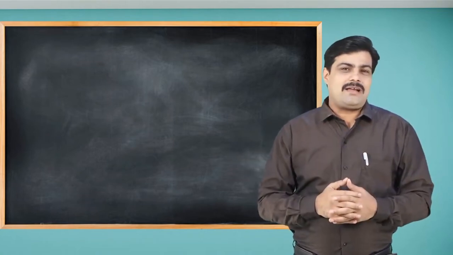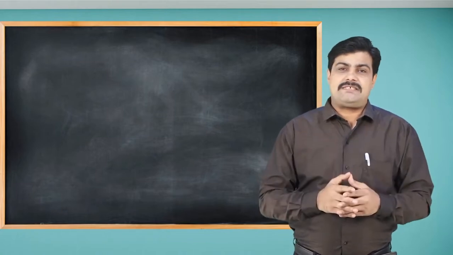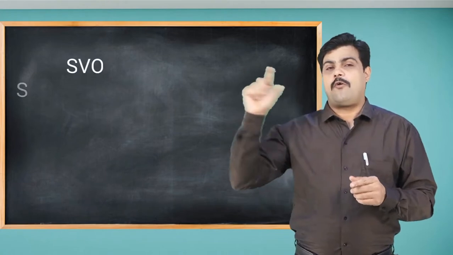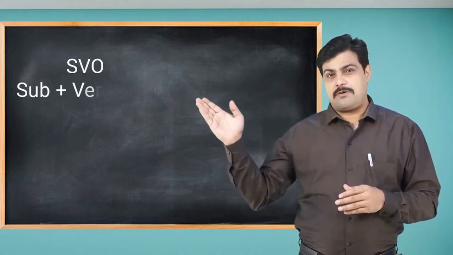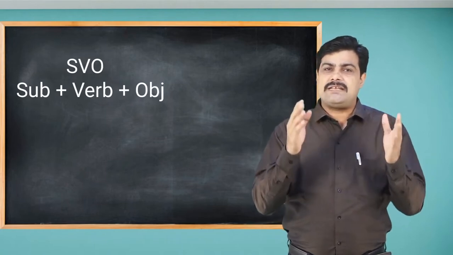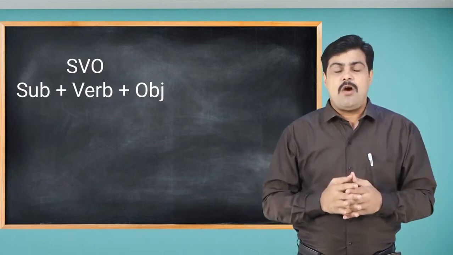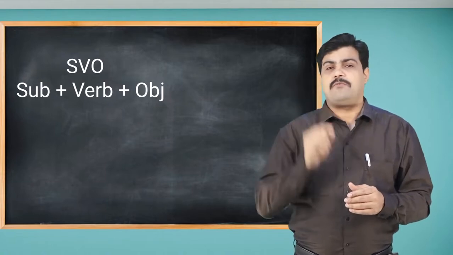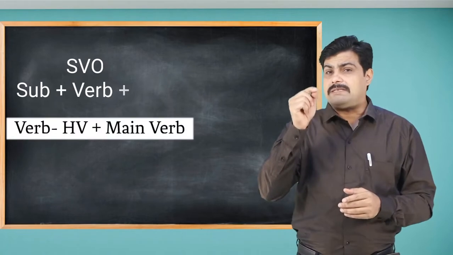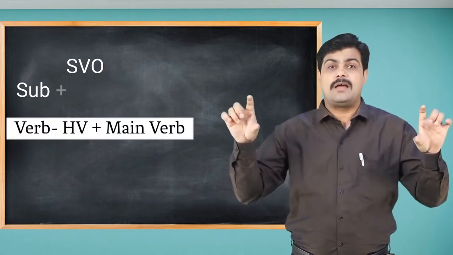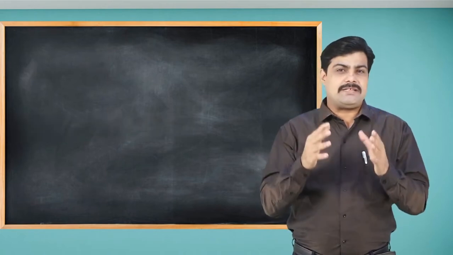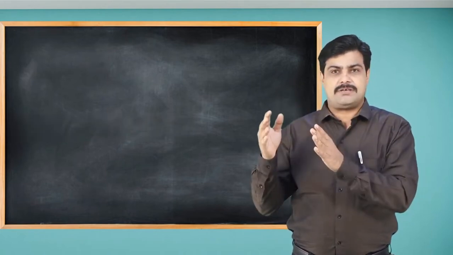Well, in English, affirmative sentence has a structure, that is SVO, means subject, verb, object. And to speak and write the sentences in different tenses, we need to change the main verb along with the helping verb. Here verb stands for helping verb and main verb. Now let's take each tense with its structure.